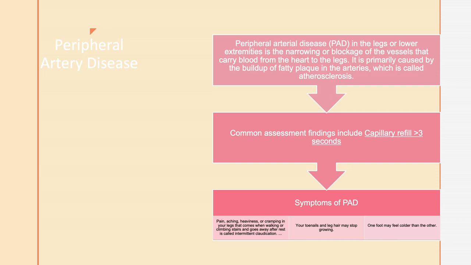So know the difference in the two. With peripheral artery disease, we are not going to put on stockings. With venous insufficiency, we will. We're going to have varicose veins with venous insufficiency. We're not with peripheral artery disease. With peripheral artery disease, we're not going to have any hair.